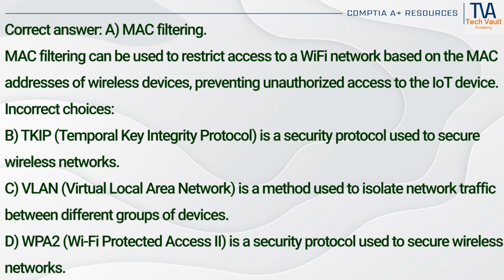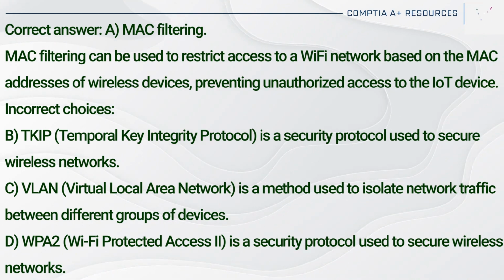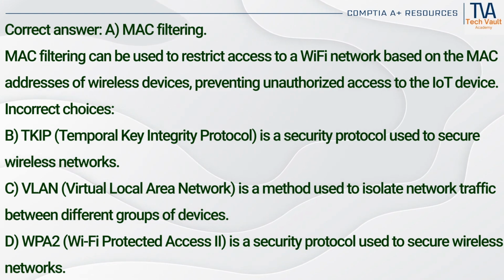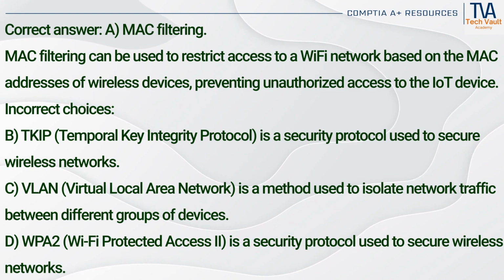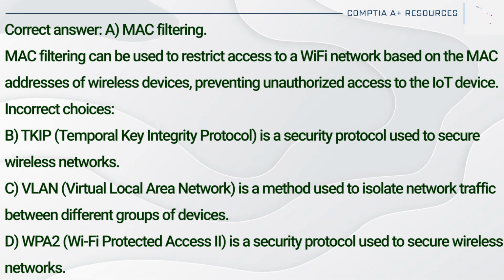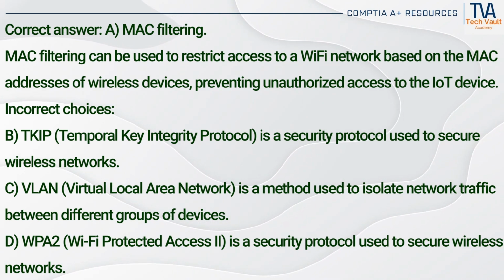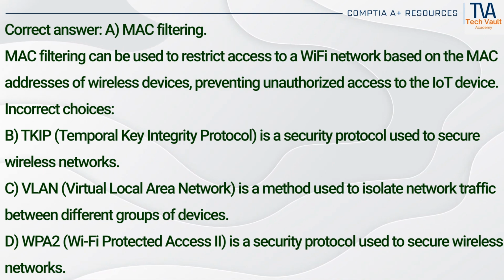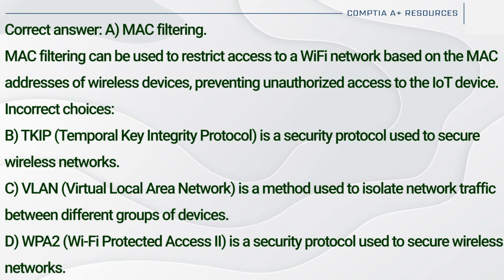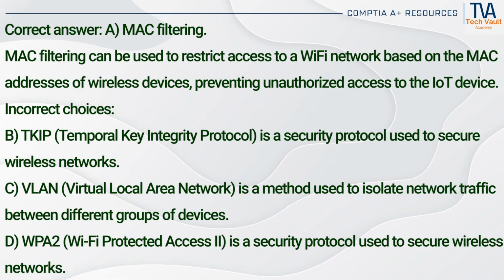Correct answer, A, MAC filtering. MAC filtering can be used to restrict access to a Wi-Fi network based on the MAC addresses of wireless devices, preventing unauthorized access to the IoT device. Incorrect choices. B, TKIP, Temporal Key Integrity Protocol, is a security protocol used to secure wireless networks. C, VLAN, Virtual Local Area Network, is a method used to isolate network traffic between different groups of devices. D, WPA2, Wi-Fi Protected Access 2, is a security protocol used to secure wireless networks.